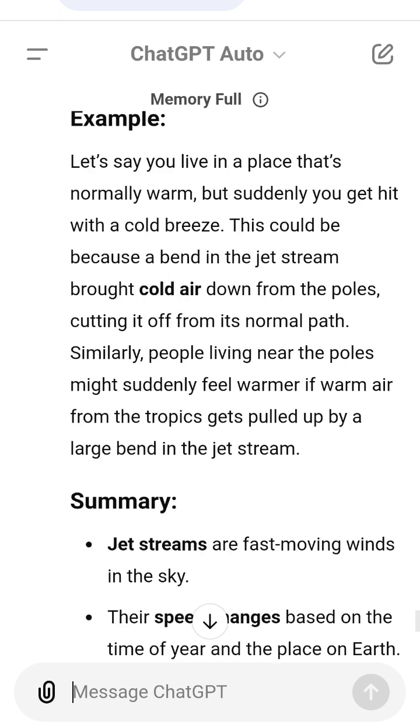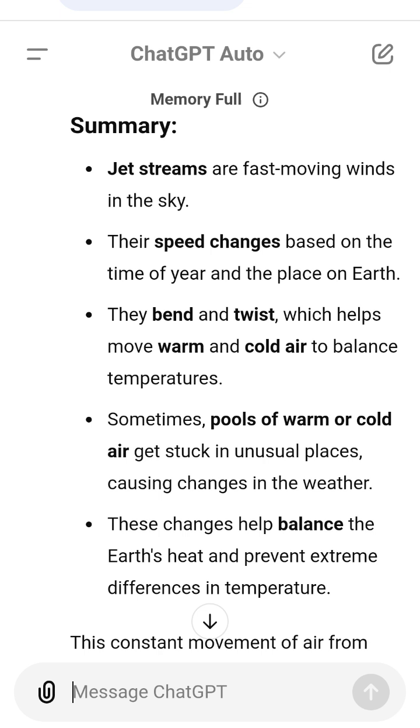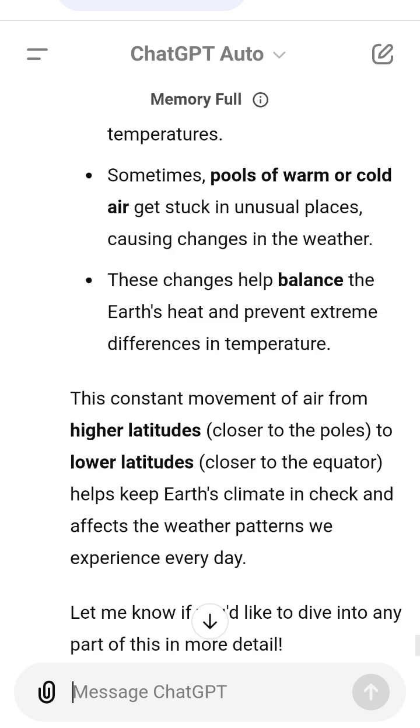This constant movement of air from higher latitudes, closer to the poles, to lower latitudes, closer to the equator, helps keep Earth's climate in check and affects the weather patterns we experience every day. Let me know if you'd like to dive into any part of this in more detail.